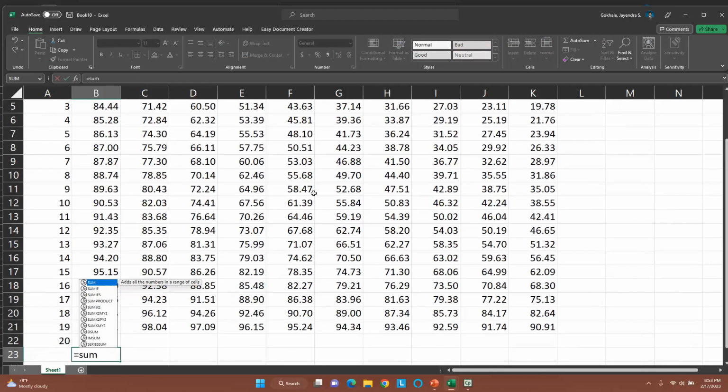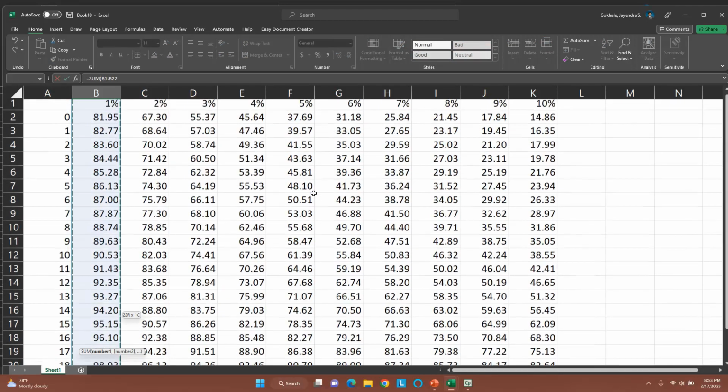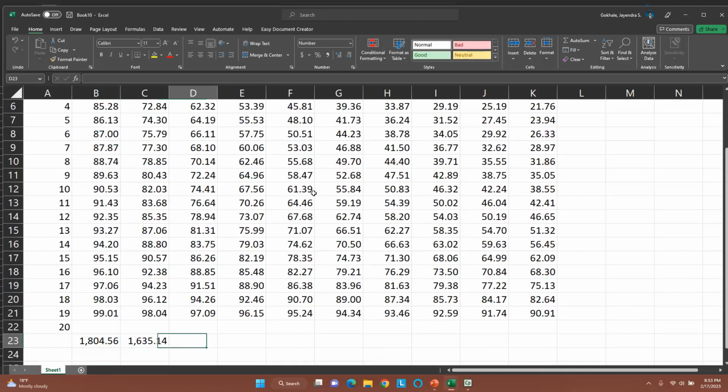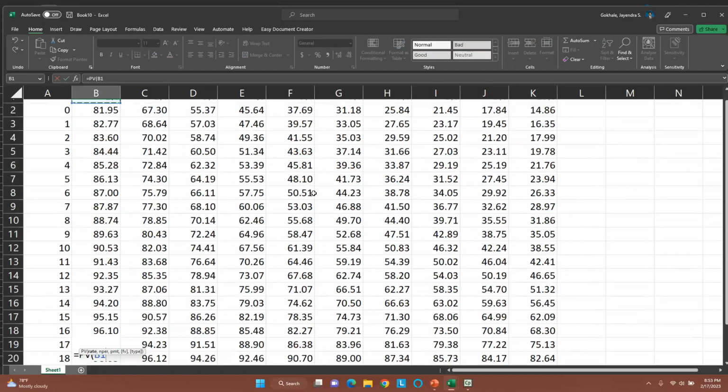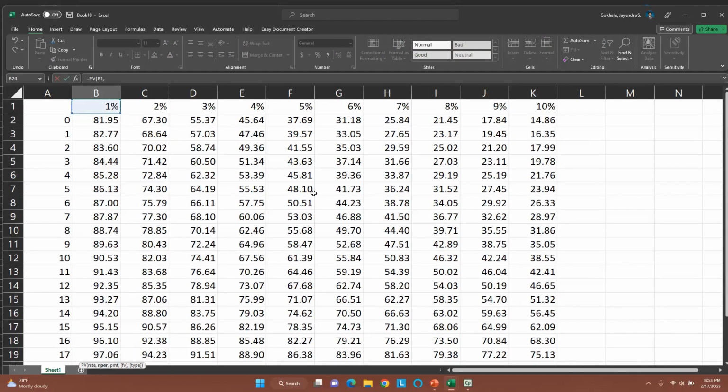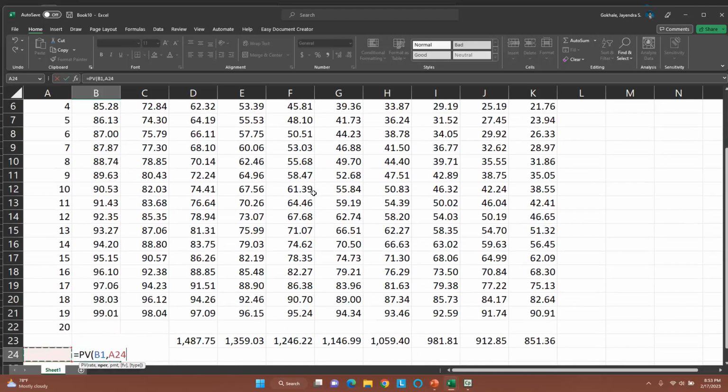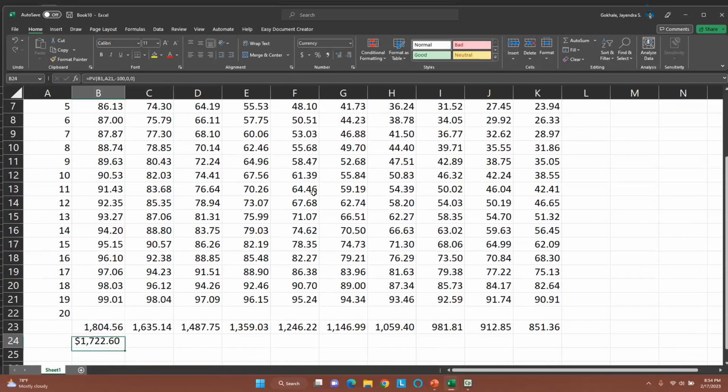So first let's add these up. So this is the sum total of all the present values. So this is the present value of all the cash flows, and now we can actually use a present value formula. So the rate will be at the top, 1%, comma, the number of periods is 19, comma, the payment is minus 100, comma, future value is 0, and type is 0. Sorry, 20 periods.